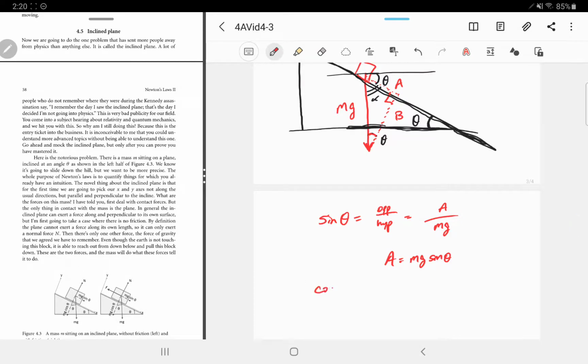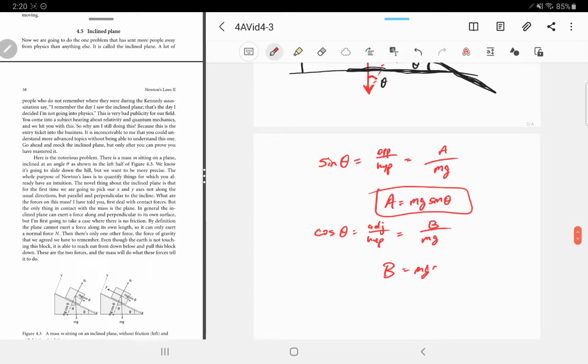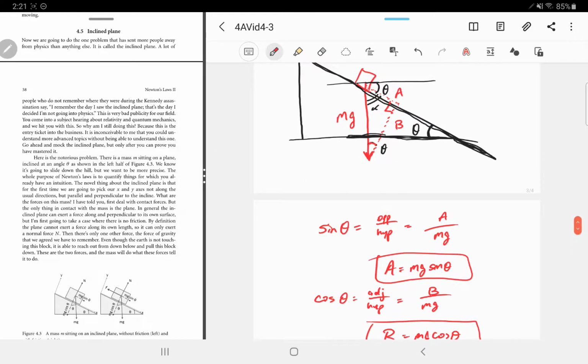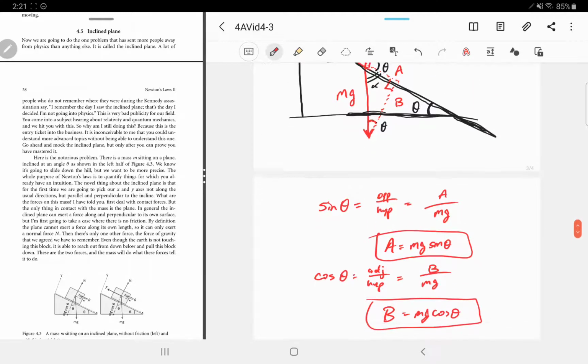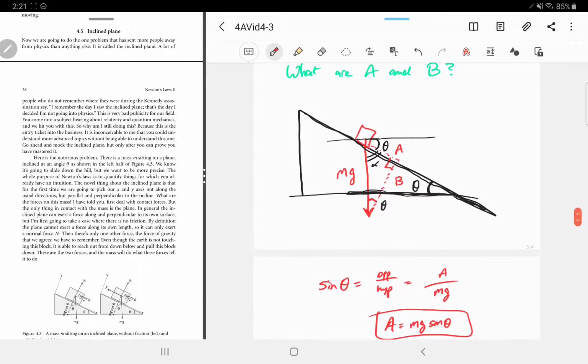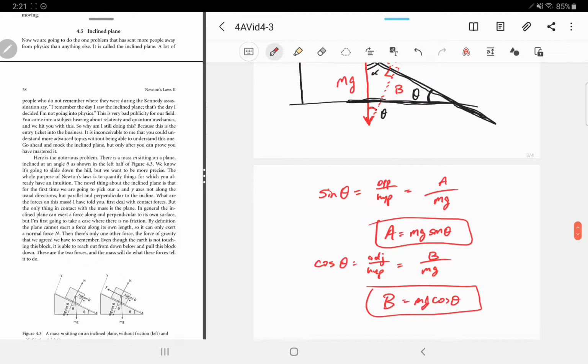Similarly, cosine theta is adjacent over the hypotenuse. So this is B over mg. Or in other words, B is mg cosine theta. As long as your angle theta is measured relative to the horizontal, then the component of gravity that's along the ramp is mg sine theta. You'll probably see these again. Mg sine theta is the part of gravity along the ramp, and mg cosine theta is the part of gravity that's perpendicular to the ramp.